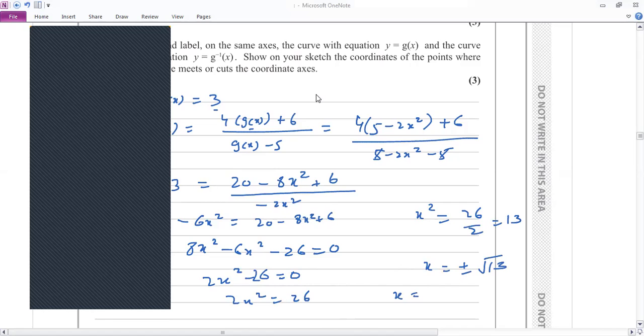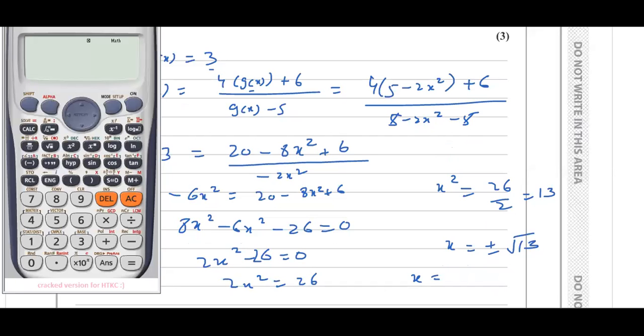Sorry, one second. Let me share the calculator also on the screen, so it will become visible.